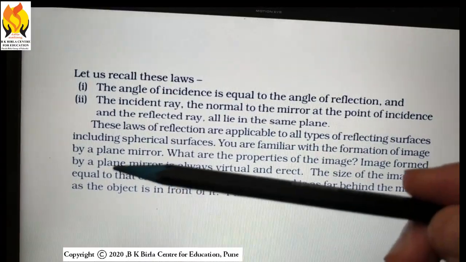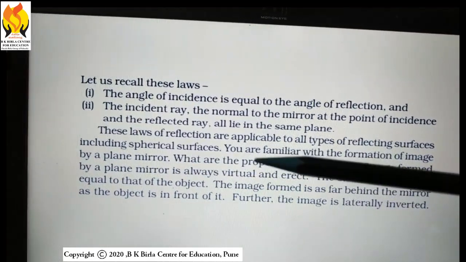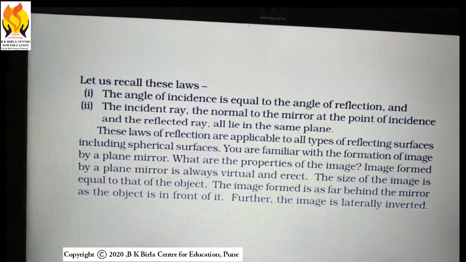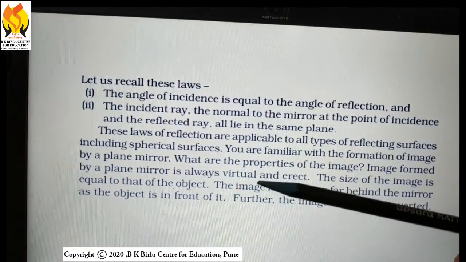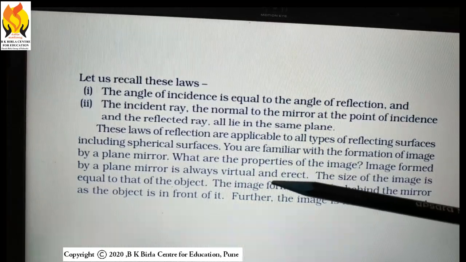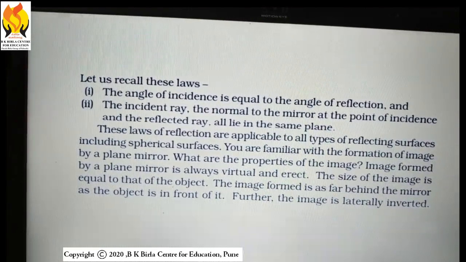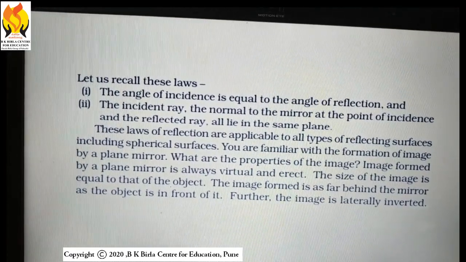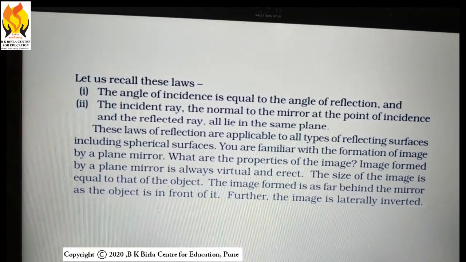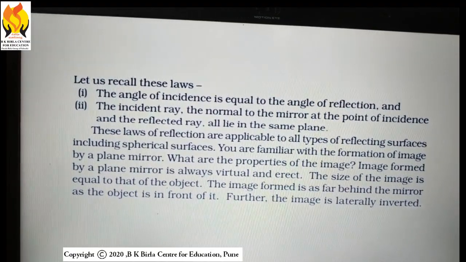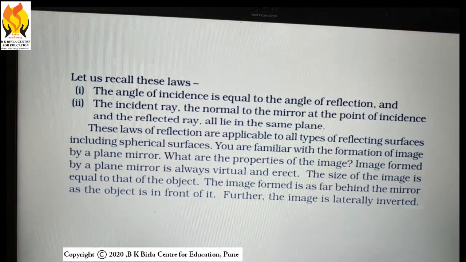Now let us discuss the plane mirror and its properties. A plane mirror is a reflecting surface and it always forms a virtual and erect image. The image formed is of the same size as the object, and the distance of the image from the mirror is equal to the distance of the object from the mirror. So these are the properties of the plane mirror.